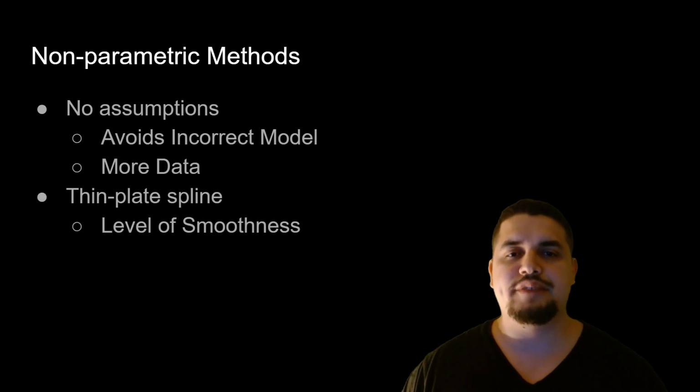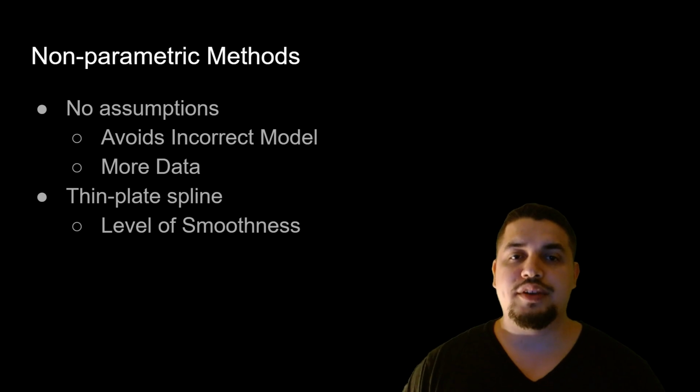An example of a non-parametric method is the thin plate spline. Thin plate spline is particularly useful for smoothing and interpolation in multi-dimensional data. Thin plate spline offers flexibility in capturing complex patterns. It does this without assuming a specific form of f.